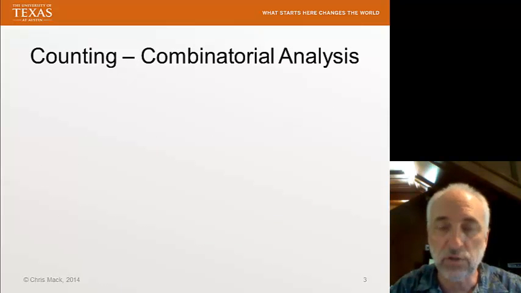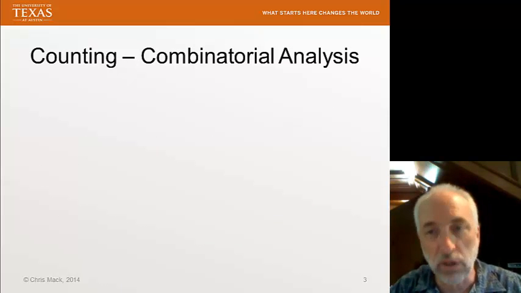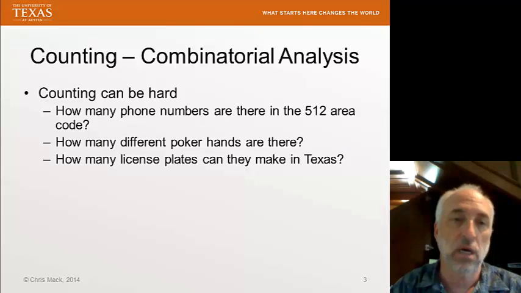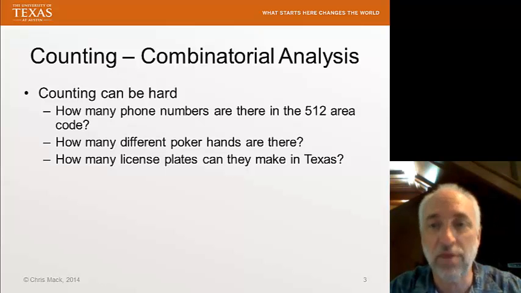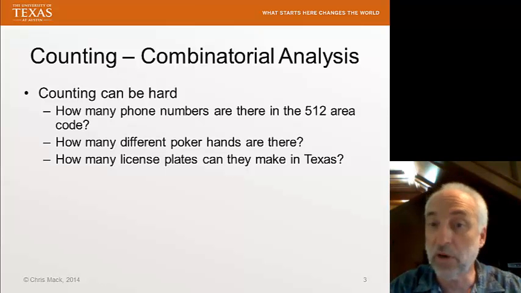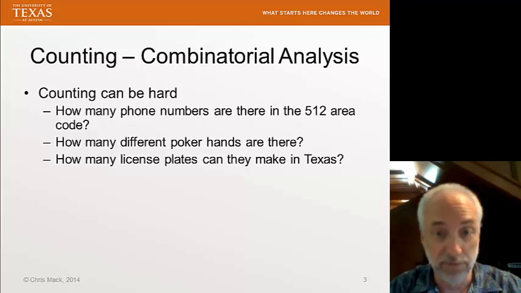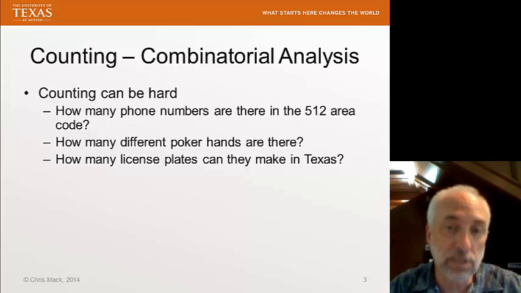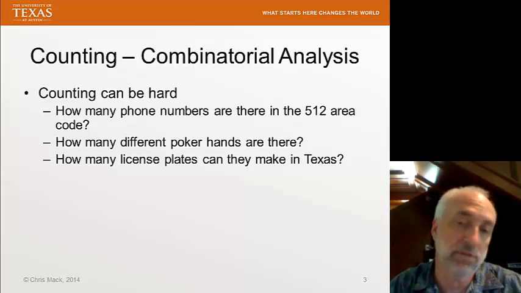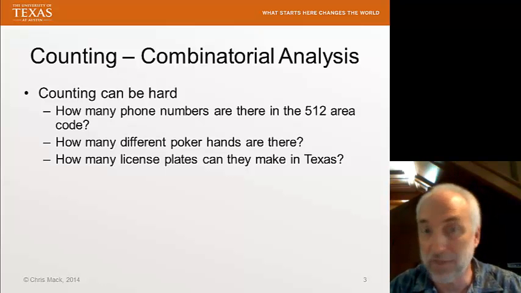Another way of describing counting is combinatorial analysis. Sometimes counting can be hard. How many phone numbers are there in the 512 area code? How many different poker hands are there? How many different license plates can you make in the state of Texas? These are examples of counting problems, and often the answers to these problems are very important to know.